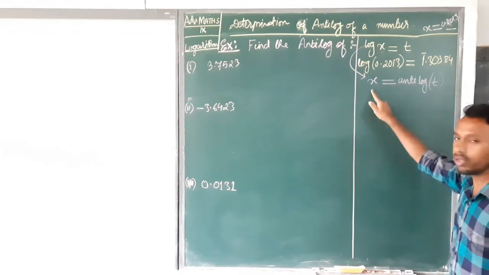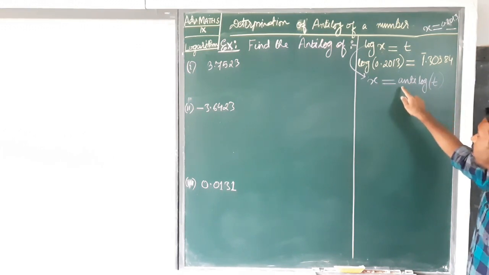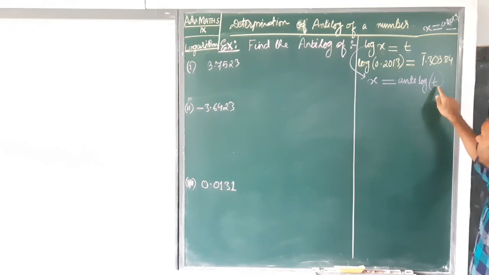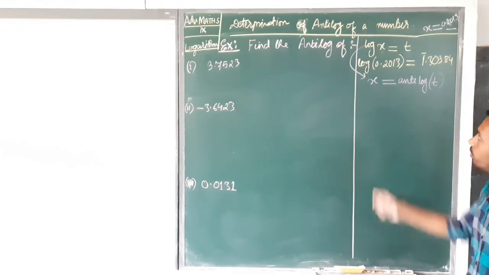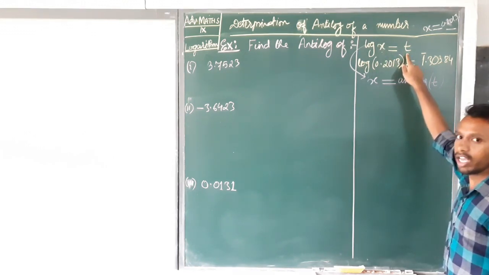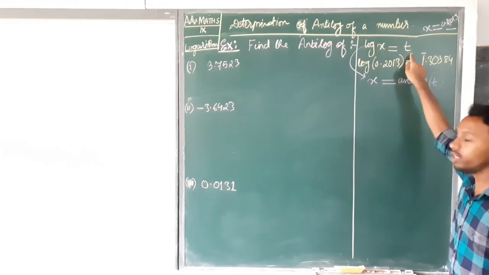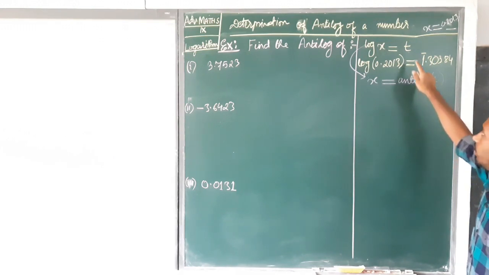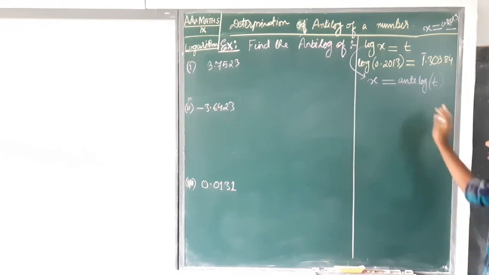So we have to find out the value of x, and we know the value of t. If we use the antilog table for this value, then we can easily find out the value of x. So this is the concept of antilog. If log of x is something and we need to find out the value of x, we know the right hand side value, so we can use the antilog table to find out the value of x when the value of t is known. This is the concept.